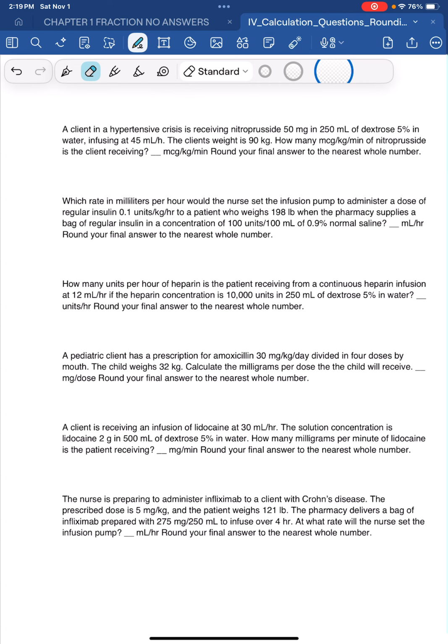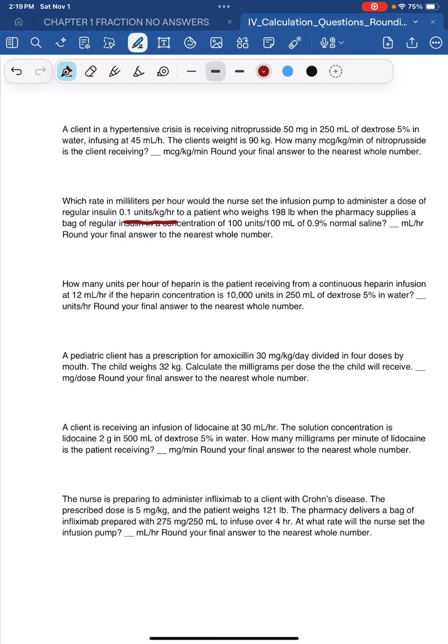What are we looking for here? We are looking for milliliter per hour. Okay, good job. So, you see, I have 0.1 unit per kilogram per hour. The only thing I have to do is convert that to unit per hour, so multiply that by the weight in kilogram.